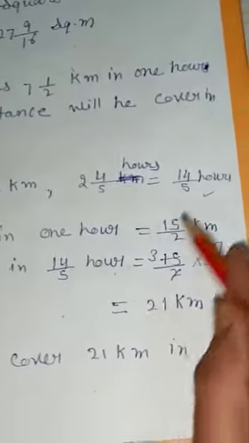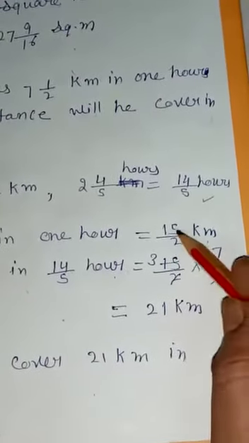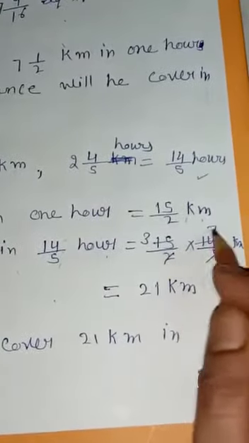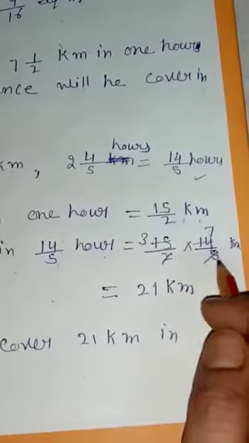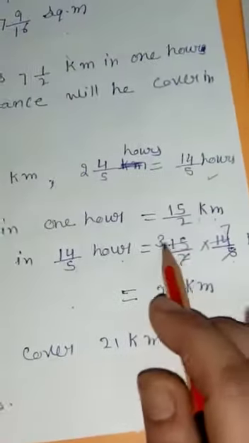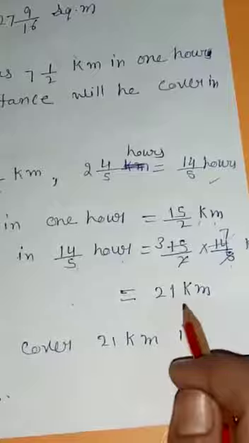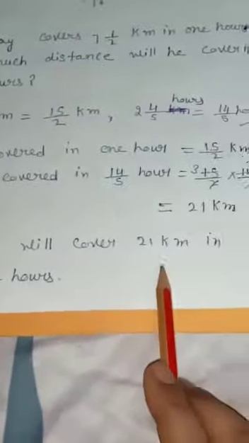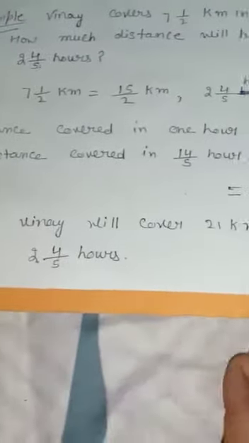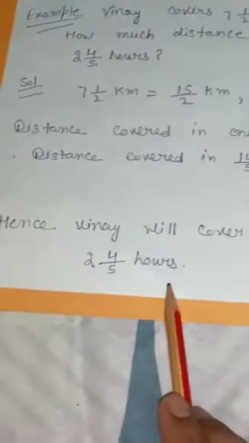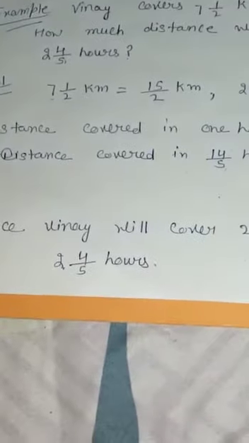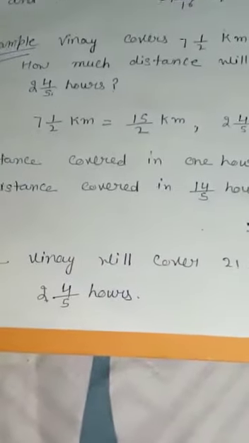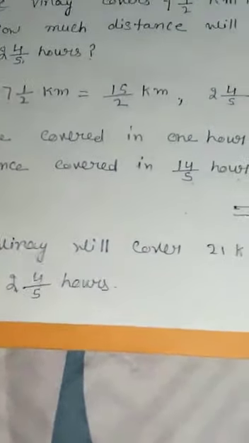And distance covered in 14 by 5 hours can be written as 15 by 2 multiply 14 by 5. 2 ones are 2, 2 sevens are 14. 5 ones are 5, 5 threes are 15. 3 multiply 7, 21 kilometer. Thus Vinay will cover 21 kilometer in 2 4/5 hours. Thank you.